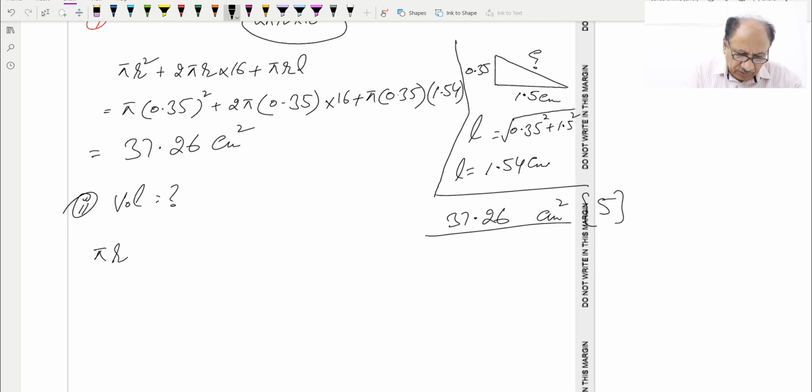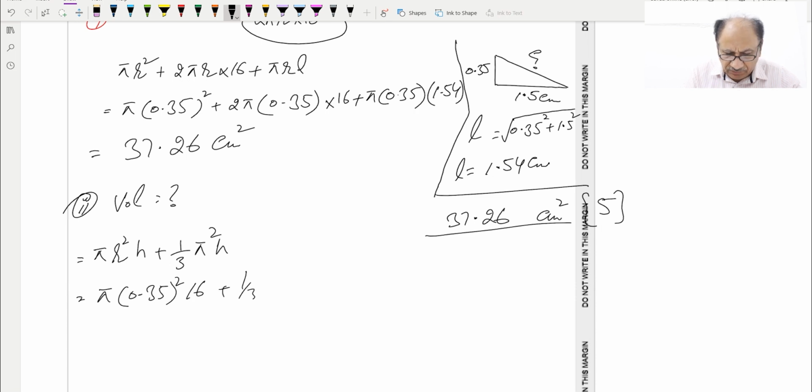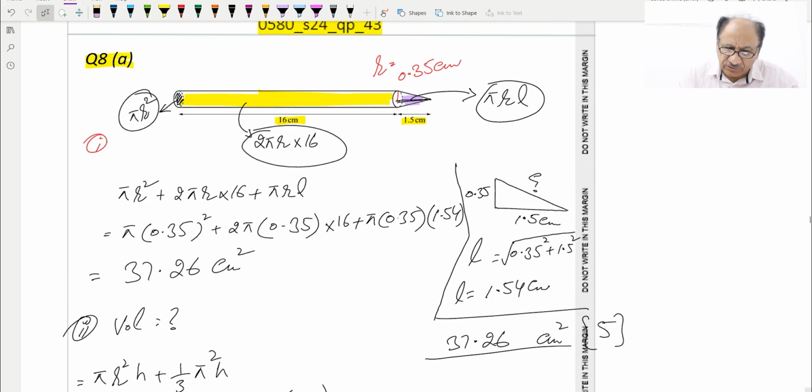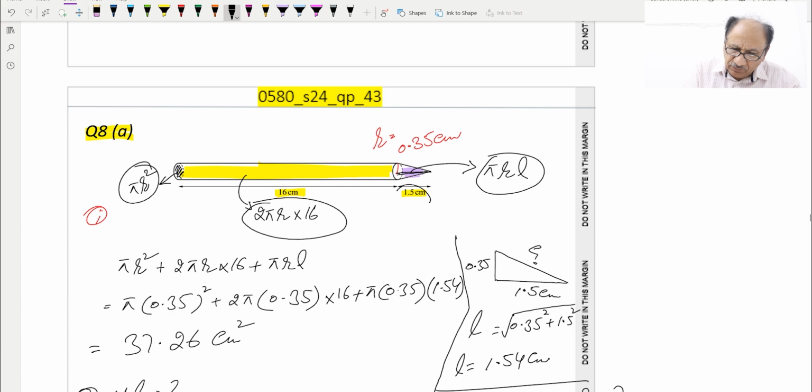For the cylinder it will be pi r square into h, and for the cone it will be 1 by 3 pi r square h. So these two values will be combining. So pi into 0.35 square into h, which is 16, plus 1 by 3 pi and h square, which is 1.5. And 16 we have taken from here, 1.5 this one and 16 from here.